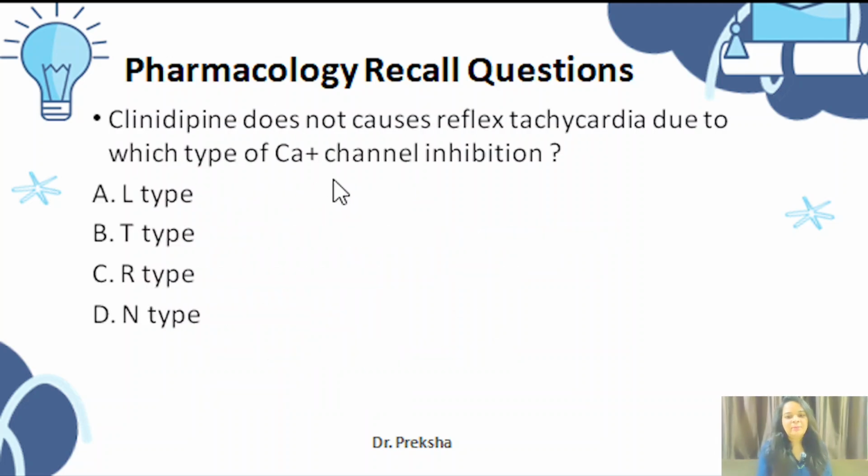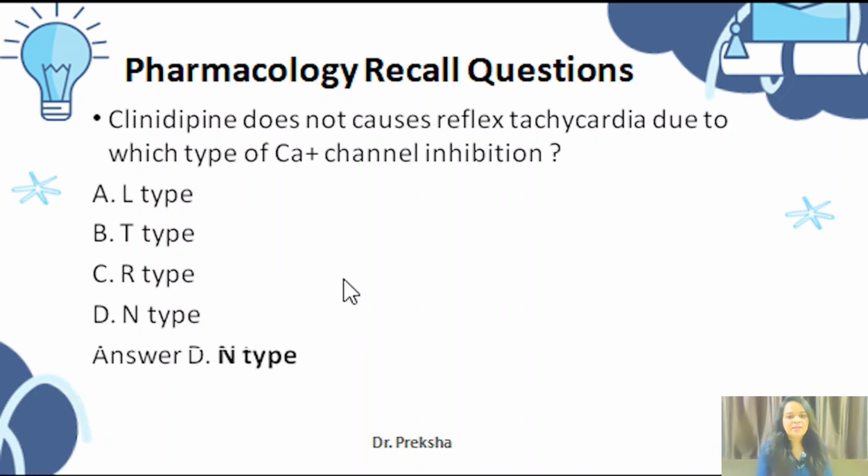Now, clinidipine does not cause reflex tachycardia due to which type of calcium channel inhibition? L type, T type, R type, N type. Answer here is N type. So remember, clinidipine acts on the N type of the calcium channel. N stands for nerve. So clinidipine acts on the N type of the calcium channel, and it decreases the sympathetic transmission of the norepinephrine, and that is the reason it causes less reflex tachycardia.